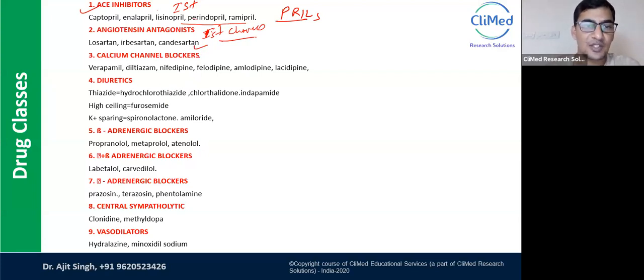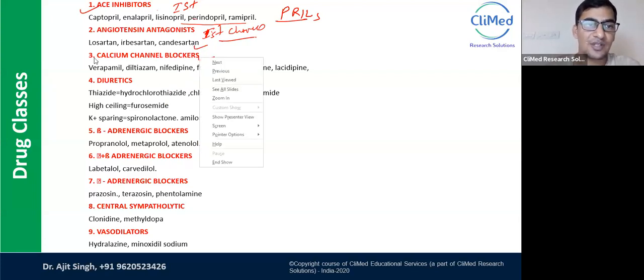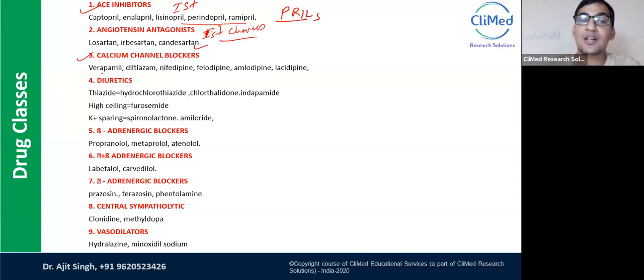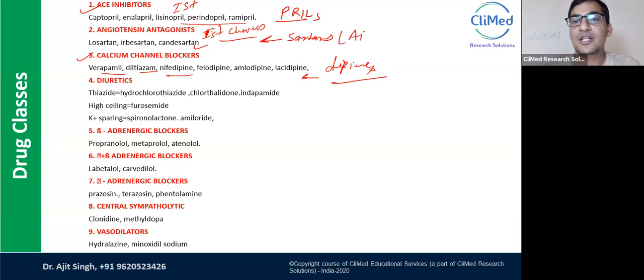And then there is another category called calcium channel blockers. For calcium channel blockers, there are verapamil, diltiazem, nifedipine. So we consider all dipines to be calcium channel blockers, and all sartans to be ARBs. Okay. When we are talking about sartans, we are talking about ARBs. When we are talking about prils, we are talking about ACE inhibitors. Okay. When we are talking about dipines, we are talking about CCBs.